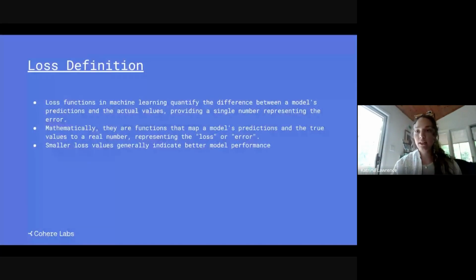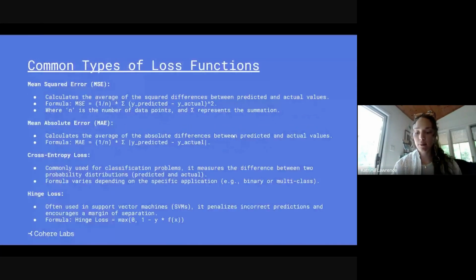Got our definition here, and then we'll just discuss a couple last things about our loss. So here are four main types of loss. Mean square error, I feel, is very commonly used. This calculates the average of the squared differences between your predicted and your actual values. I showed you in orange that was our difference, so this one uses the square between them. The mean absolute error calculates the average of the absolute differences between our predicted and actual values and follows this mathematical equation over here.